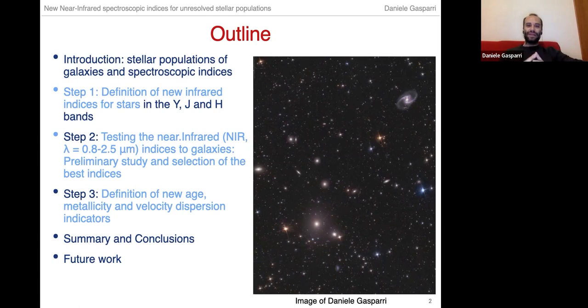So we start by defining and testing new indices for stars. Then we apply this new index system to a first sample of galaxies. Then, if everything goes well, and of course everything went well because I'm here to present this work to you, in the third step I will use a larger sample of galaxies to define new age, metallicity, and velocity dispersion indicators. So basically, by measuring these lines in the near-infrared regions of the spectra of galaxies, we'll know the age, the metallicity, the velocity dispersion, and maybe some information about the IMF of the galaxies.